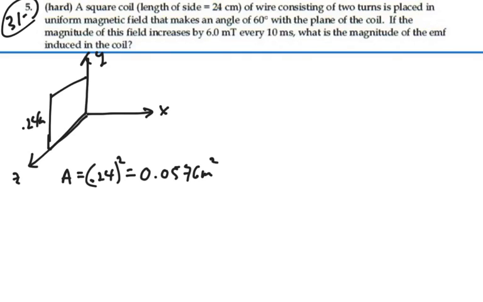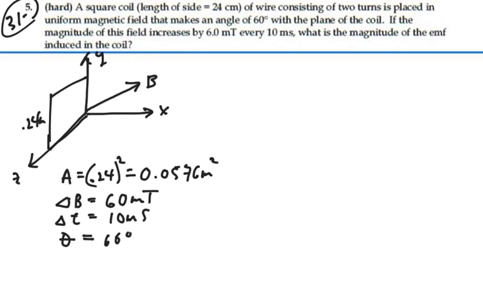Okay, we're also told that this field changes 6 millitesla every 10 milliseconds, so our change in field is 6 millitesla, and our change in time then would be 10 milliseconds. The angle between the magnetic field and the plane of the area is given as 60 degrees. So let's imagine that we would have a magnetic field coming out like this with an angle of 60 degrees with the plane of this coil, and the number of turns of our coil is 2 actually, so let's not forget that.